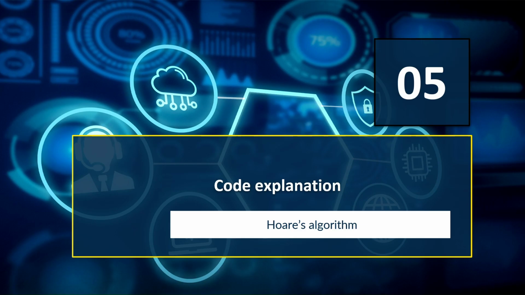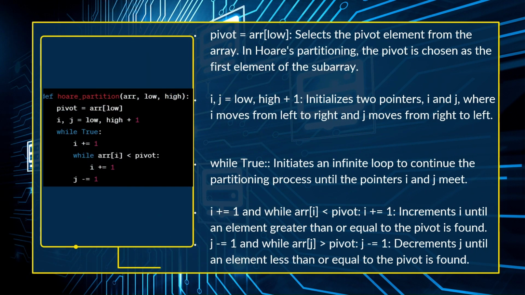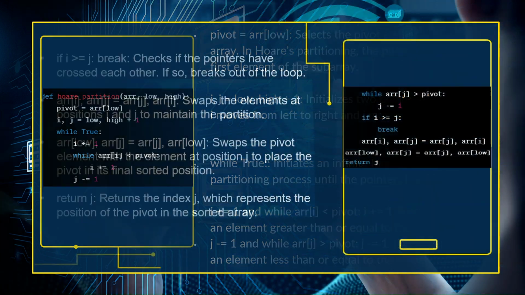And now with the code explanation. First, we select the pivot element from the array, then we initialize the 2 pointers i and j, where i moves from left to the right and j moves from right to the left. And then we initiate an infinite loop to continue the partitioning process until the pointers i and j meet. We keep incrementing i until an element greater than or equal to the pivot is found, and decrementing j until an element less than or equal to the pivot is found.